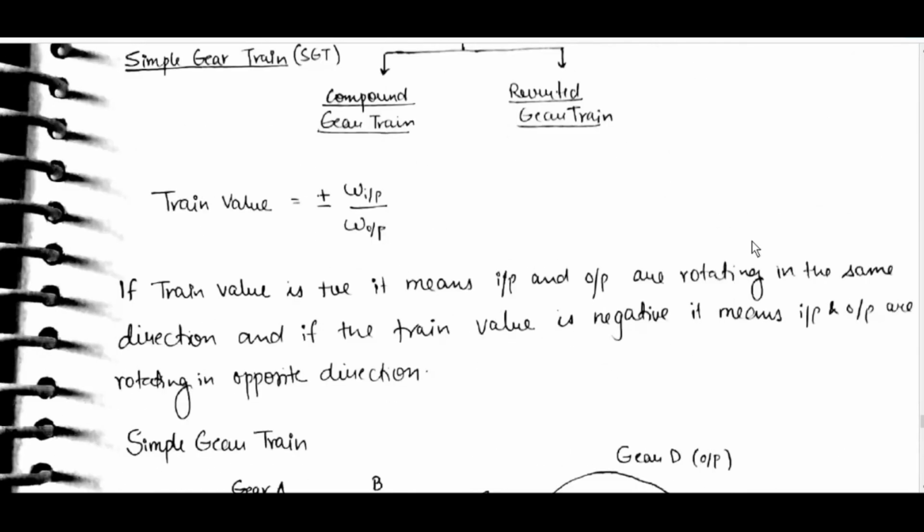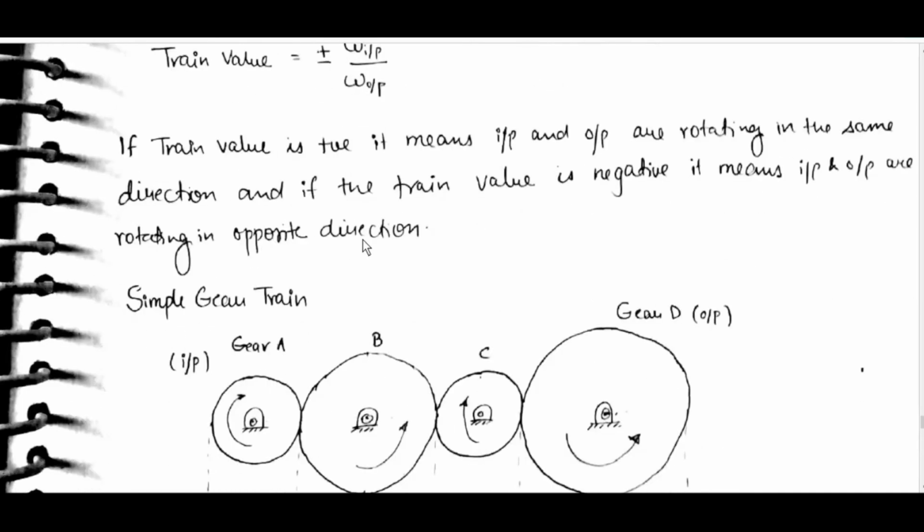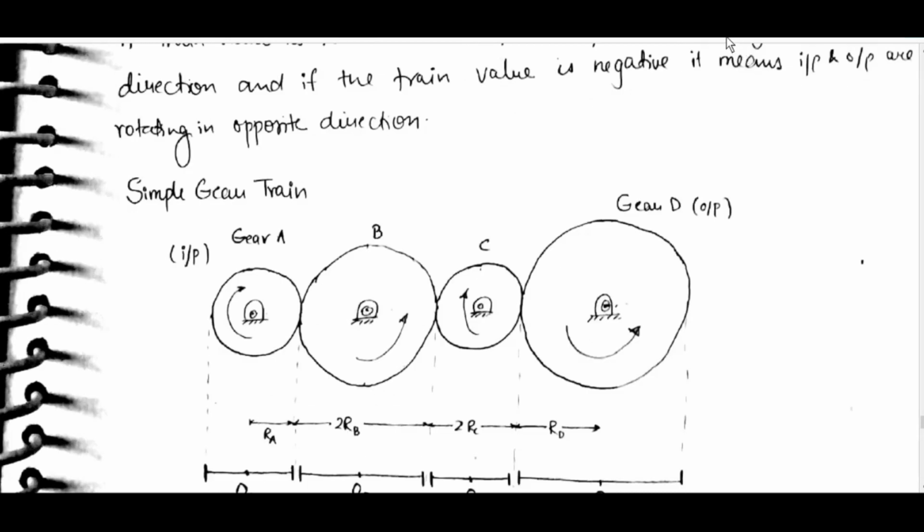Train value is equal to plus or minus omega input by omega output. If train value is positive, it means input and output are rotating in the same direction. If train value is negative, it means omega input and output are rotating in opposite direction.